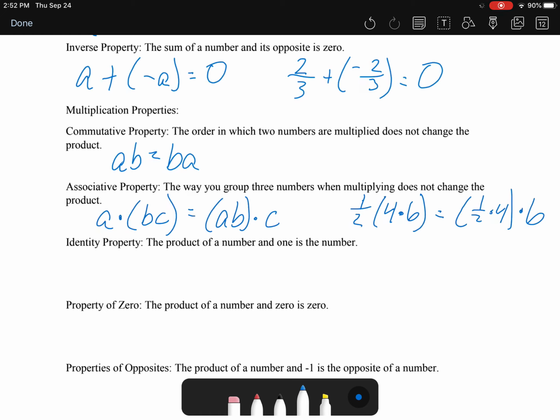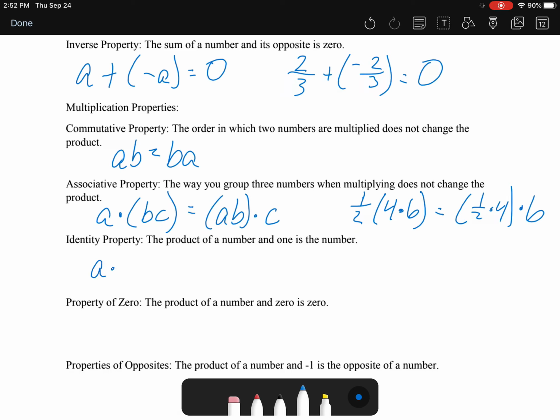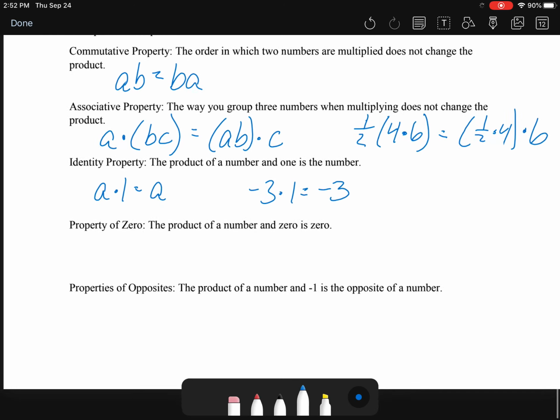The identity property, almost the same thing as the addition one. The product of a number and 1 is the number. So if I have A times 1, I will get A back. So if I take negative 3 and multiply 1 to it, I do get negative 3 back.